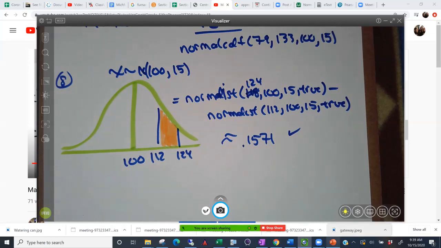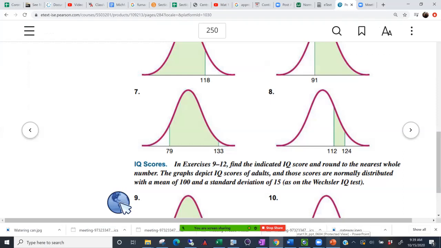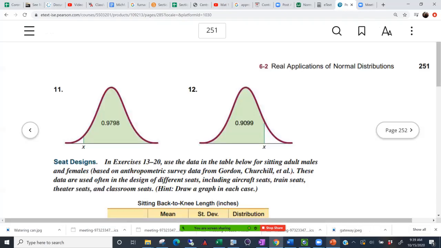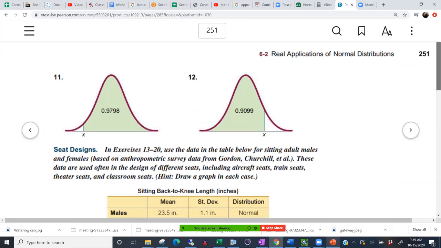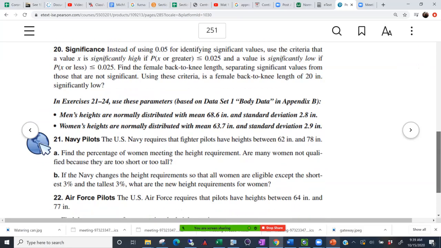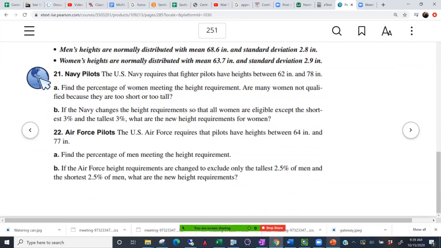Let's work with some different data though. Different mean and different standard deviation. So we'll switch over to problem 22 on page 251. I think that's towards the bottom. There we go. Now, this requires that we use a normal distribution with a mean of 68.6 and a standard deviation of 2.8. So, okay, got a new distribution. We'll write that down.